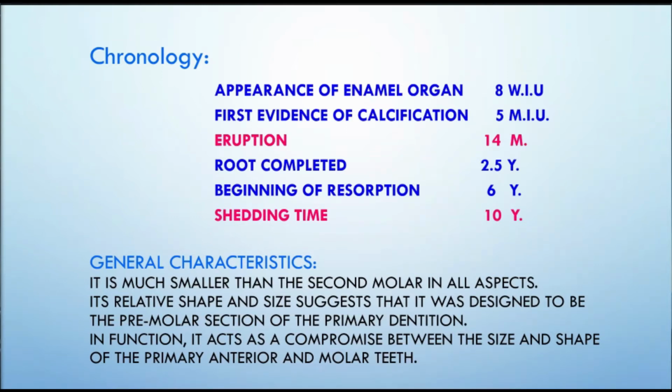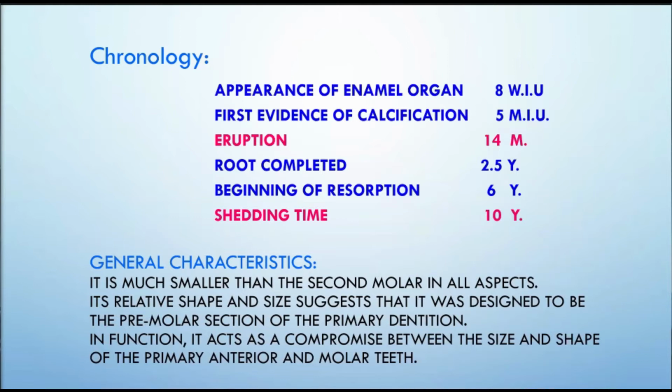And the first permanent molar comes into the mouth at the age of 6 years. So for about 5 to 6 years, they remain as neighbors. They are very close neighbors and they look alike. They look the same as each other. But in comparison to the second deciduous molar, the deciduous first molar is very small. It looks like a premolar.